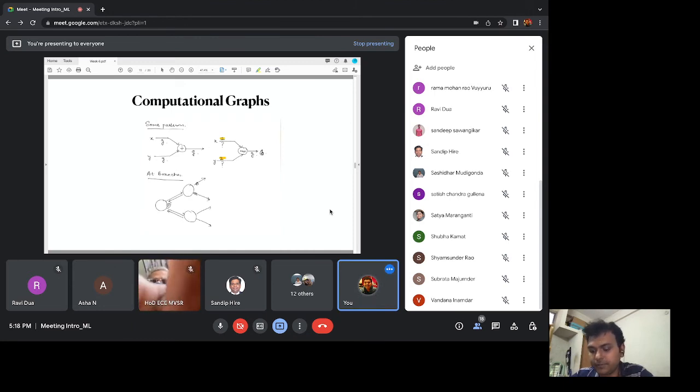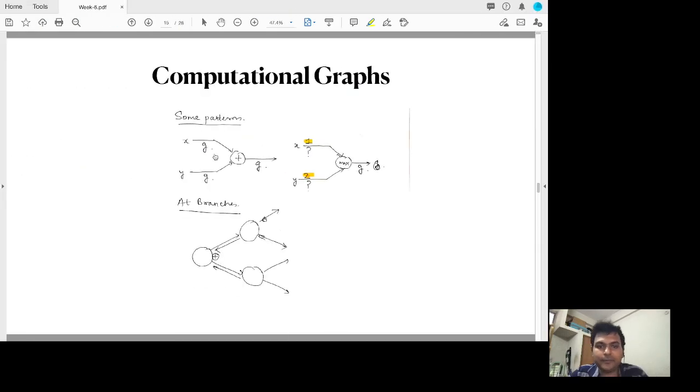Dou f dou q implies that if my q changes, then f will change. That is why dou f dou q may have some non-zero value. Dou f dou x cannot have a non-zero value. If x was more than y, then x could have played a role, but x is not more than y. Therefore x did not play any role in the calculation of f, and therefore dou f dou x should compulsorily be 0 in this case. I hope it is clear.